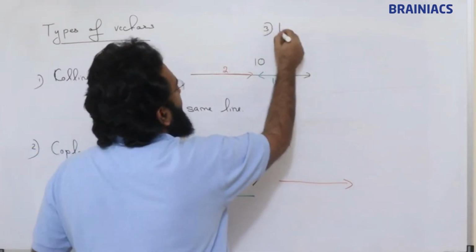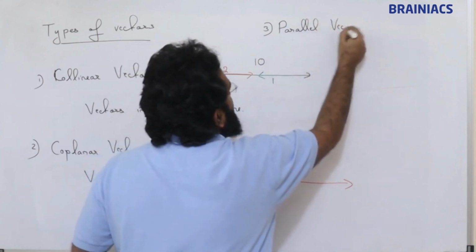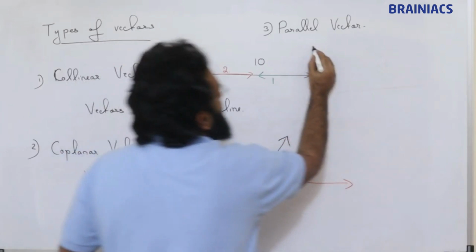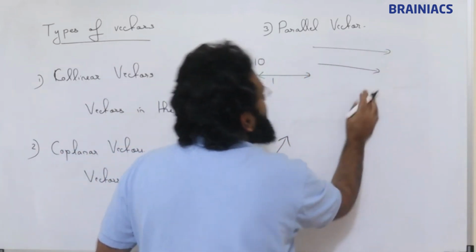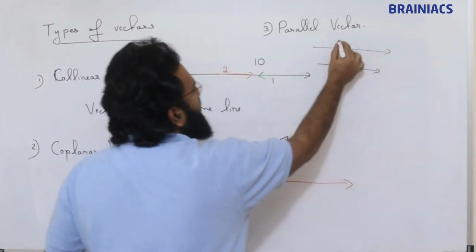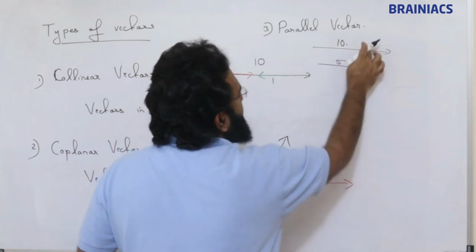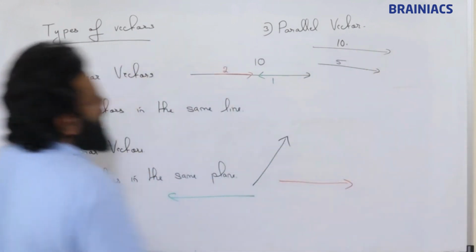Number 3, parallel vectors. Parallel vectors, nothing, just if this is one vector, another vector is also going in the same direction, magnitude need not be same. This is 10, this is 5, but these two are parallel vectors.